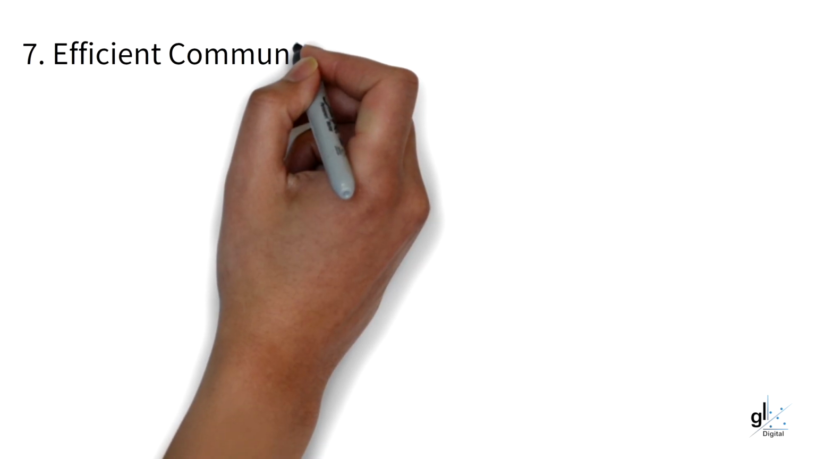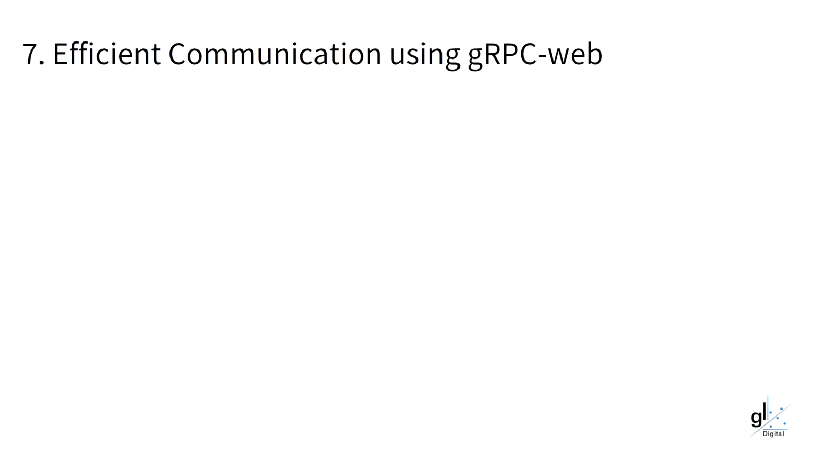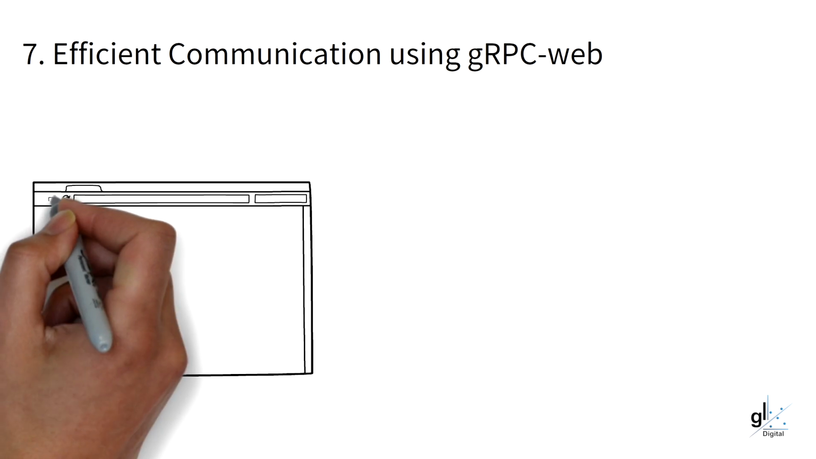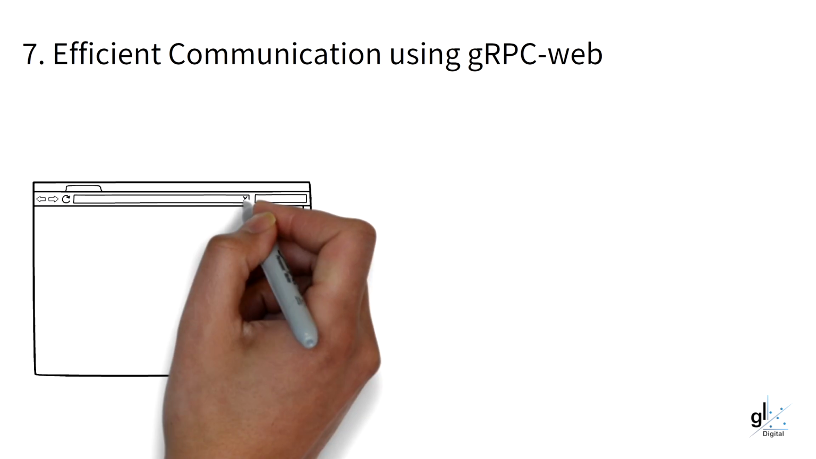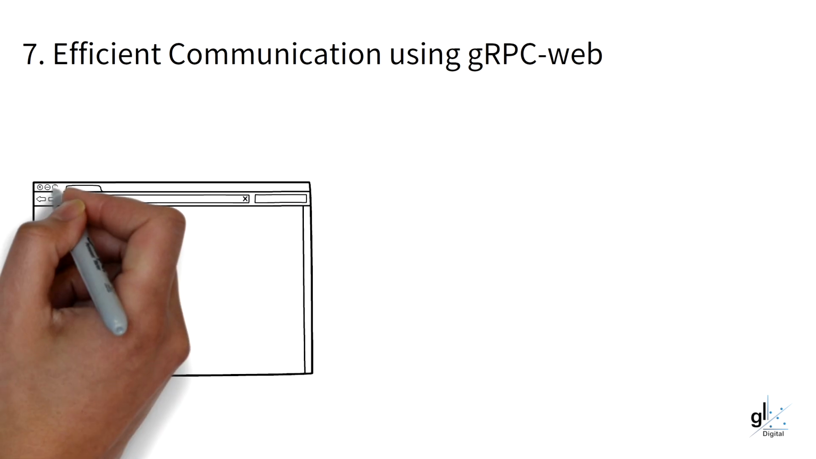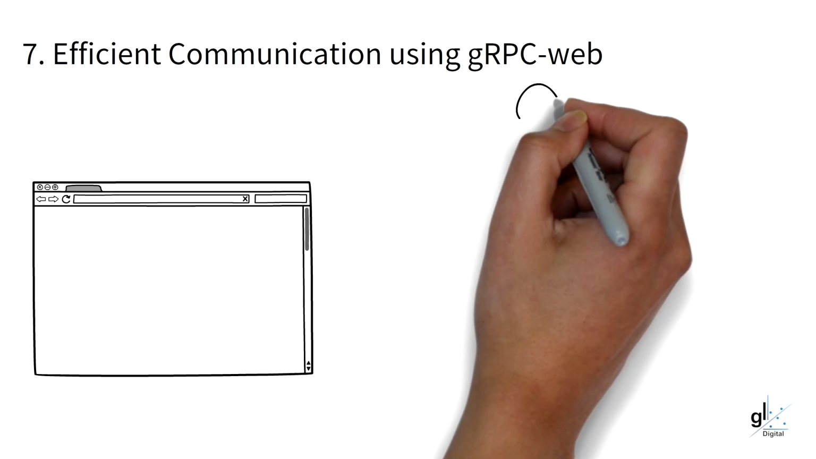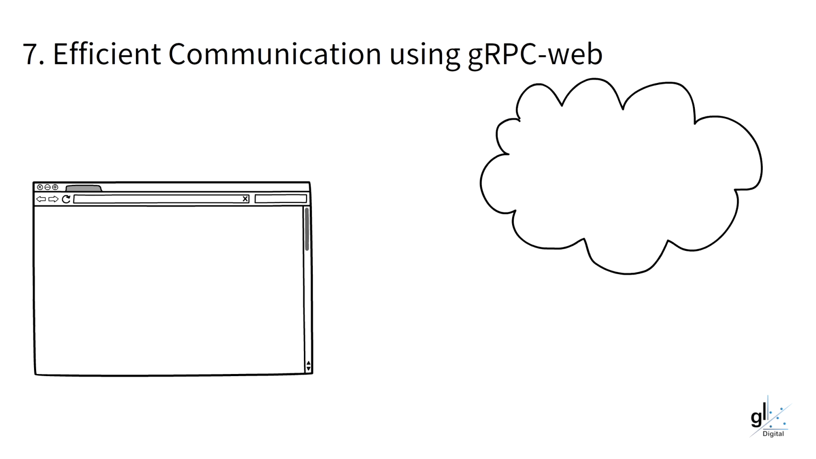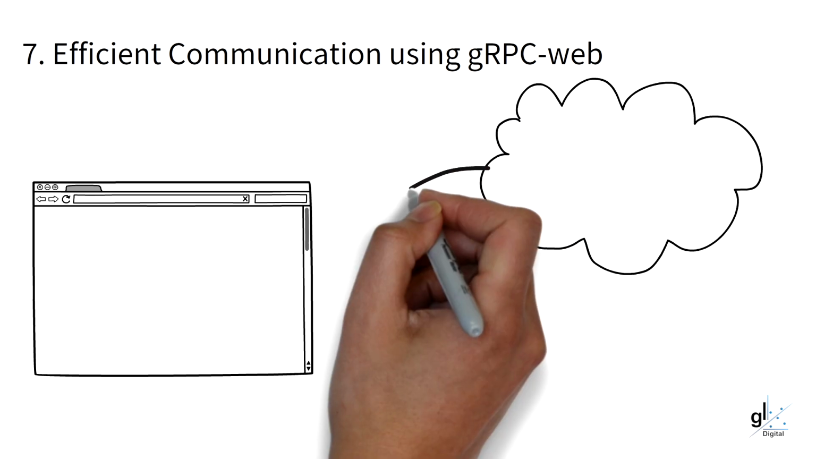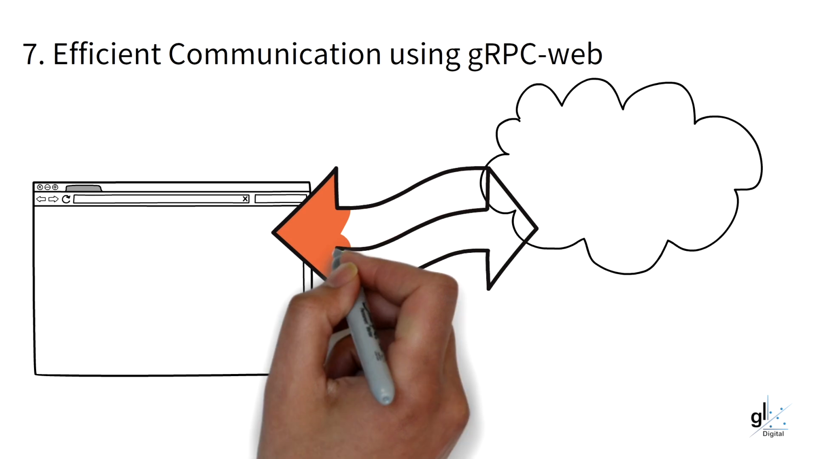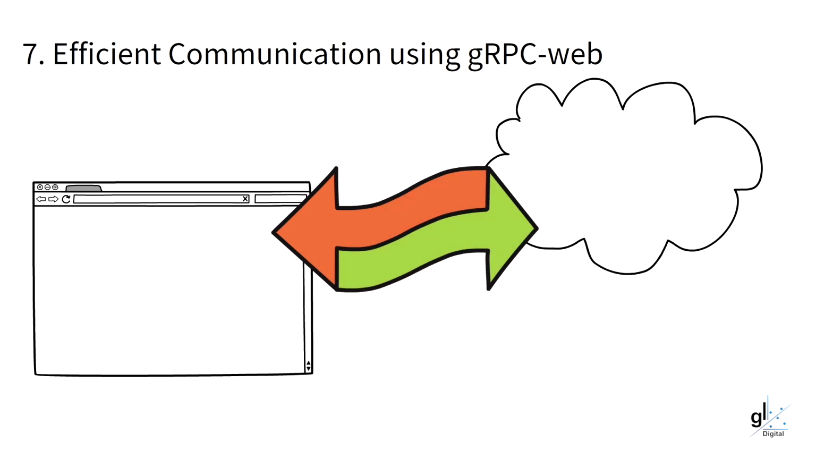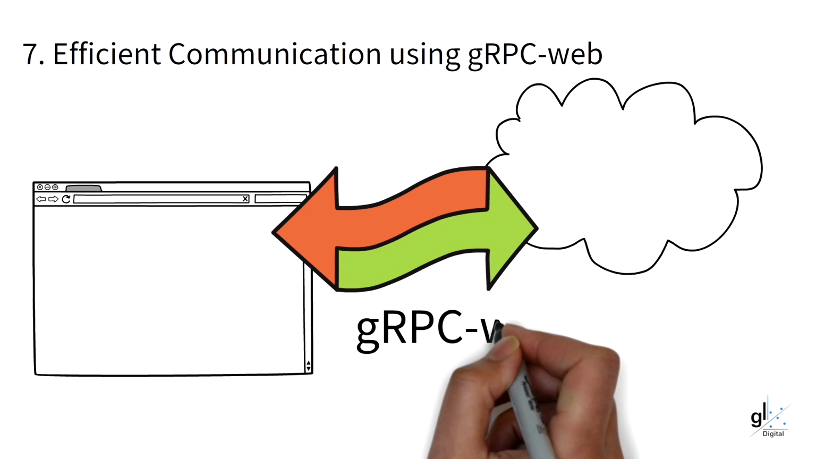Number 7, efficient communication using gRPC-web. The gRPC framework can be leveraged to create high-performing communication between endpoints. RPC stands for Remote Procedure Call. Blazor supports gRPC. In order to leverage gRPC from a Blazor component, you need to use gRPC-web to enable communication between the browser and the gRPC server.